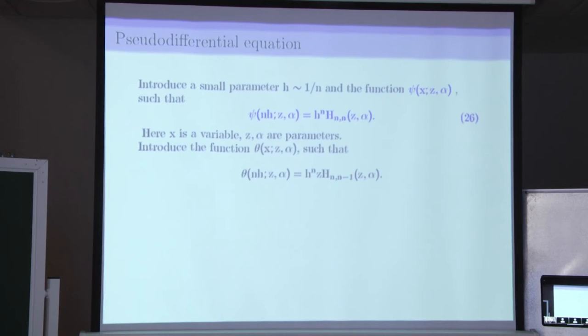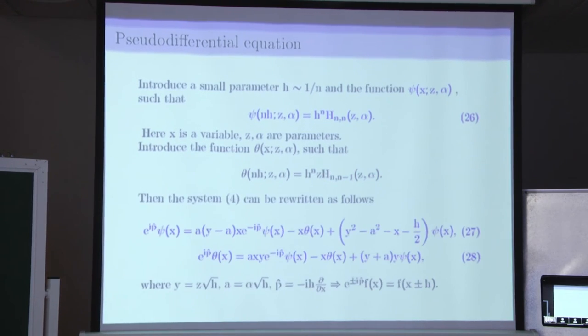As in the previous case, we introduce a small parameter and a smooth function, such that its restriction to a lattice gives us our diagonal polynomial, and the function theta such that its restriction gives us such polynomial. After that, we can rewrite the original system of difference equations in the form of two pseudo-differential equations. Here, again, these are shift operators.